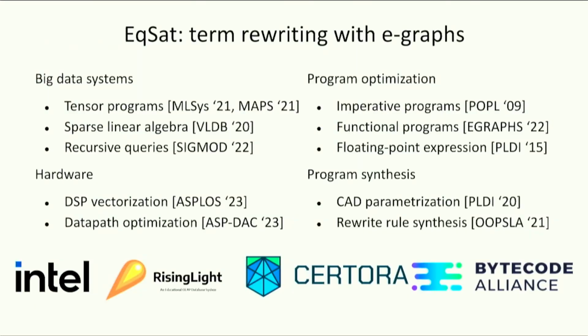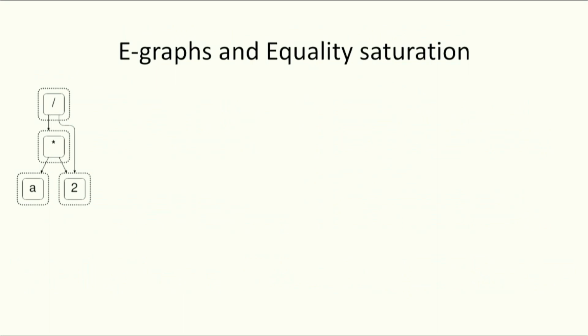Equality saturation, which is the idea of doing term rewriting with e-graphs, has been very successful recently. It has been used in many domains, from big data systems to hardware, from program optimization to program synthesis. It is also getting adopted in industry projects. It is used in chip design, database optimization, smart contracts, and WebAssembly. So at the core of equality saturation is a data structure called e-graphs.